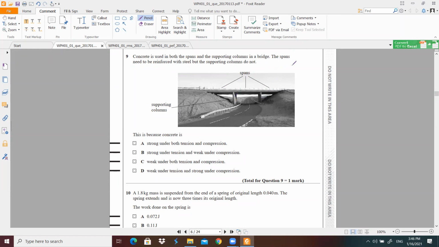Now, the question says the spans need to be reinforced. What does the term reinforce mean? Reinforce means to make something stronger. So when it comes to the spans, you need to make the spans stronger with steel, but the supporting columns do not need to be made stronger. Now you have to understand and acknowledge the type of forces that the spans and the supporting columns have to endure.